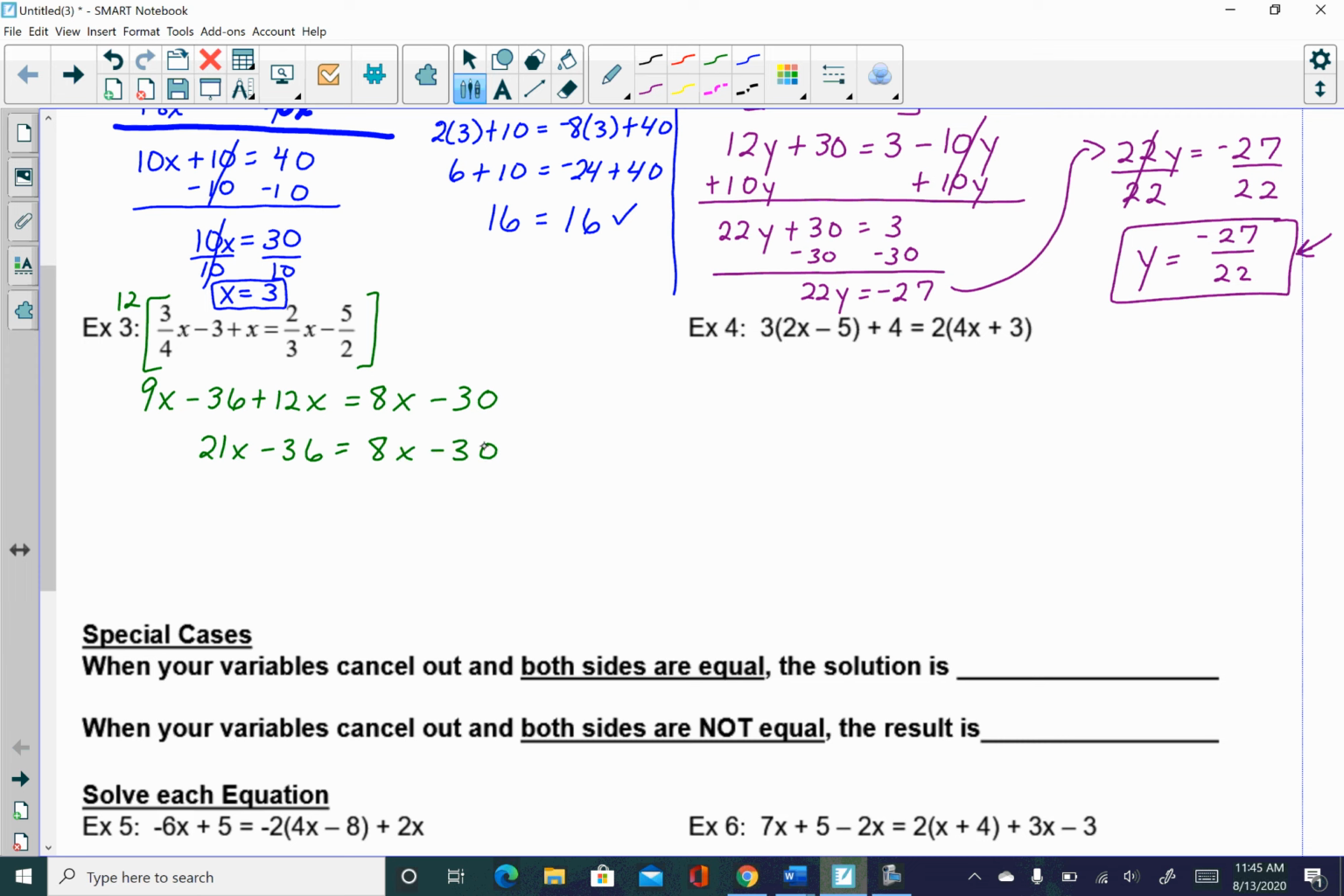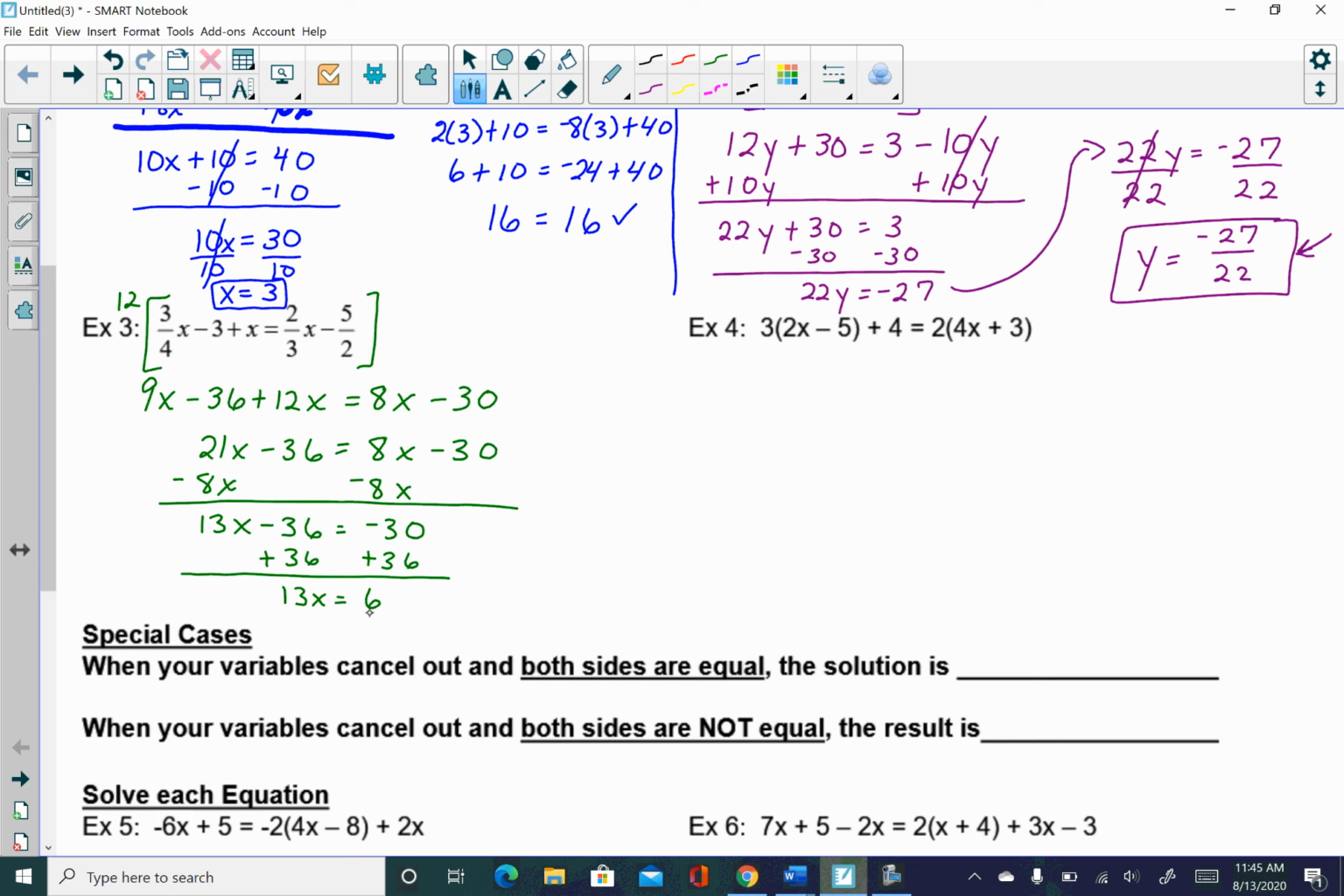So then from here, I'll do my letters next. Between 8 and 21, which is smaller? Hopefully you agree, 8 is smaller. It's a positive 8x, so to take it to the other side, I subtract. 21 take away 8 is going to give me 13x minus 36 equals a negative 30. And then negative 30 sitting over there all by itself, so I'm going to add 36 to both sides. 13x equals positive 6. Divide by 13. So x equals 6/13.